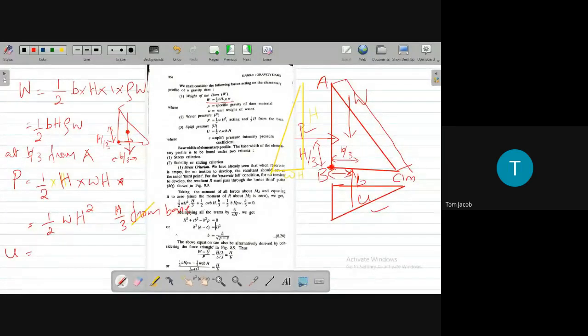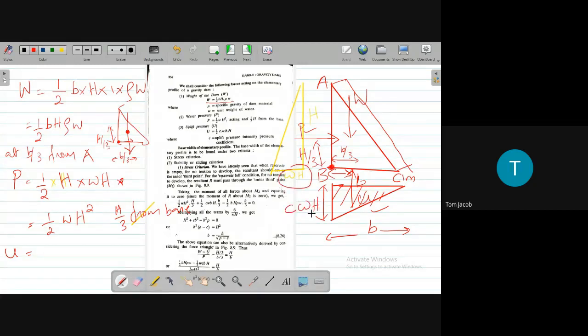Sorry, uplift force, that is U. It is taken as this. This is the uplift force diagram. Width is B, and this height is taken as CW into H. That is, we'll be taking this as a coefficient C multiplied by this value, WH.